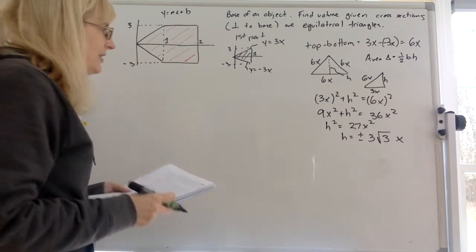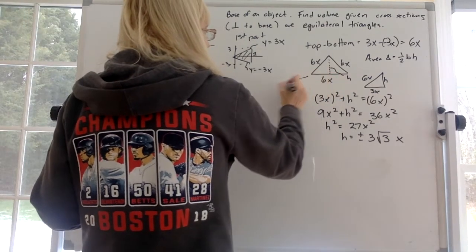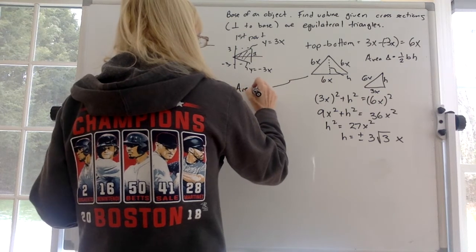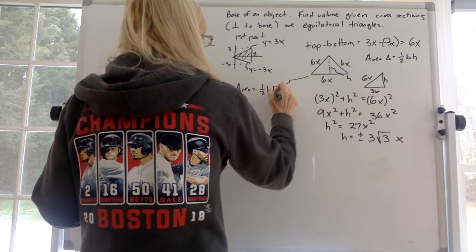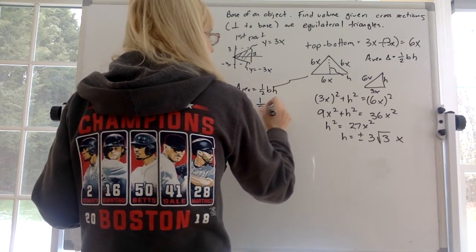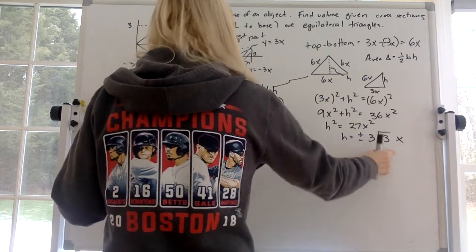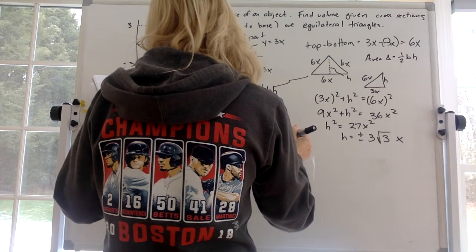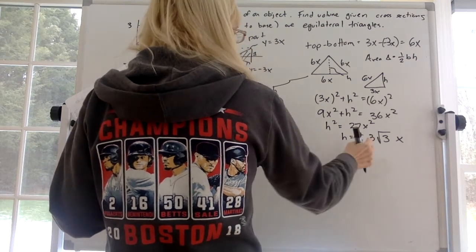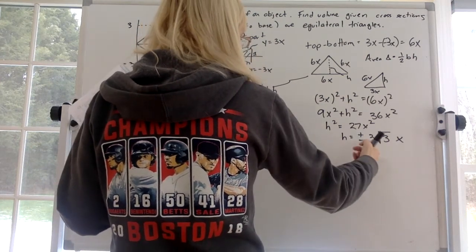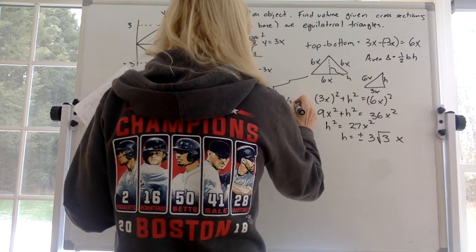So 1/2 base times height, our area for a triangle then, 1/2 base times height, is equal to 1/2. The base is 6x, and the height is plus or minus, but we don't have to worry about the minus, right?